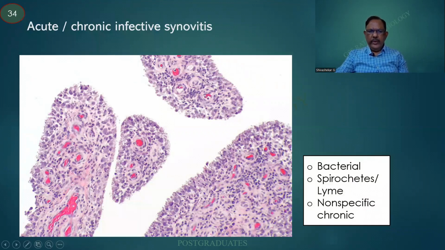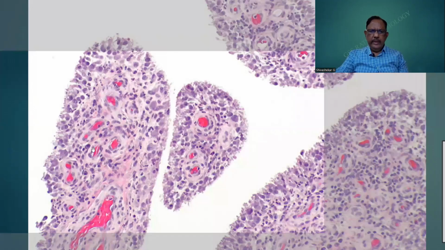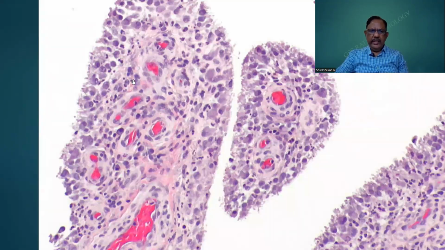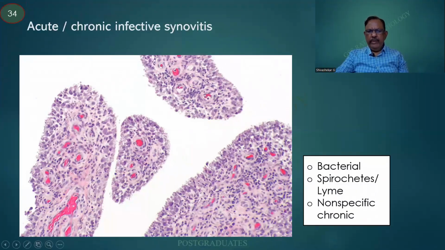Acute on chronic synovitis: there can be acute inflammation. I hope you people can make out the neutrophils in this particular one. There are the neutrophils. There is an area of congestion. There is granulation tissue. It can be formed in any kind of acute inflammation or a bacterial sepsis. Also, there can be a chronic inflammation by spirochetes, such as Lyme's disease, and non-specific diseases.